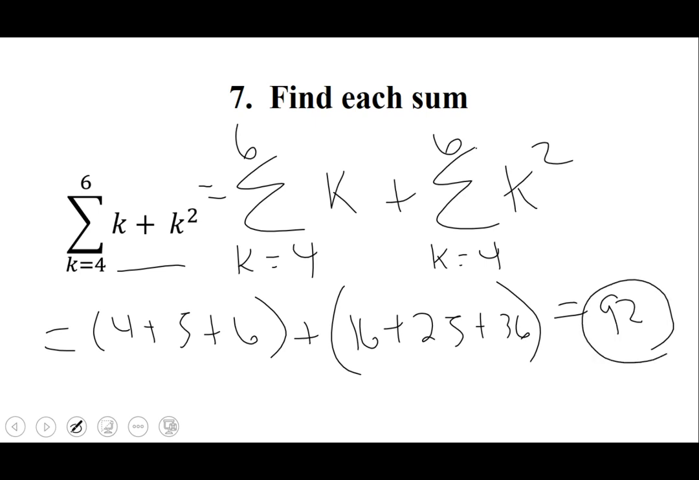Now, again, if you're asking yourself, did that really save me any work by splitting them up? Could I just have plugged in 4 and done 4 plus 16, and then plugged in 5 and got 5 plus 25? The answer is yes. Again, the idea of these being shortcuts is really for harder problems as the chapter progresses. For now, any means for you to get 92 would be fine, as long as you actually get to that answer.